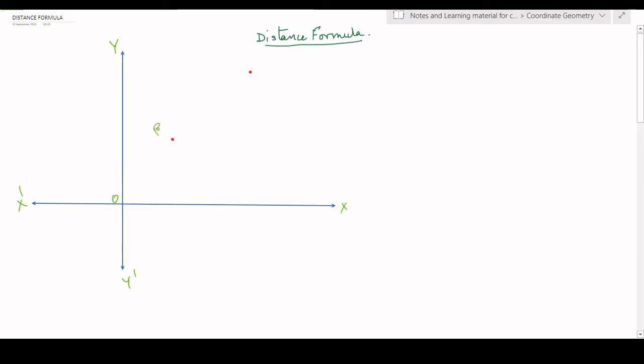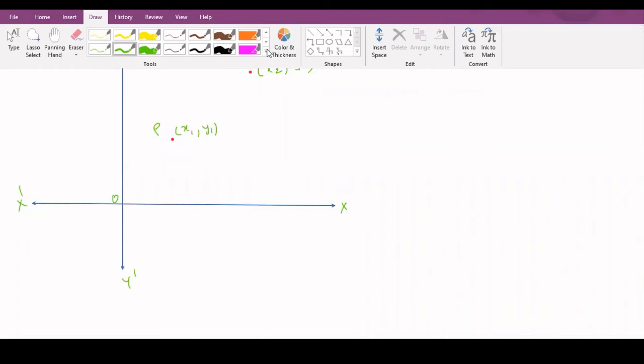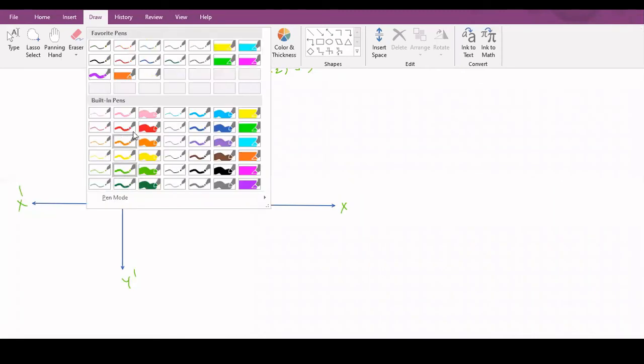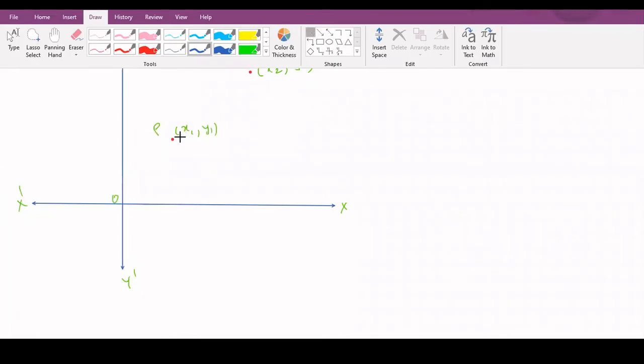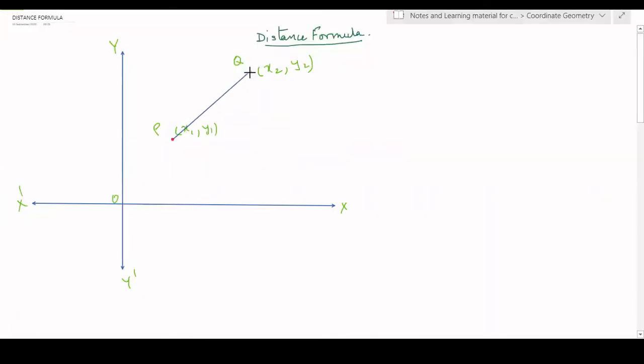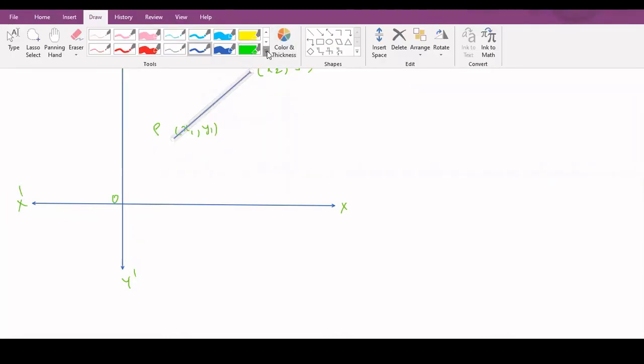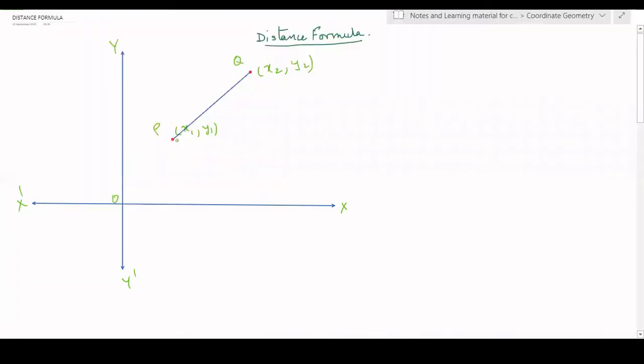Here I have taken a point P. This is a point Q. Let's have the coordinates of P as x1, y1. And let's take the coordinates of Q as x2, y2. Our interest is to get the distance between these 2 points. So let's join the 2 points P to Q. After joining this, let's move forward.